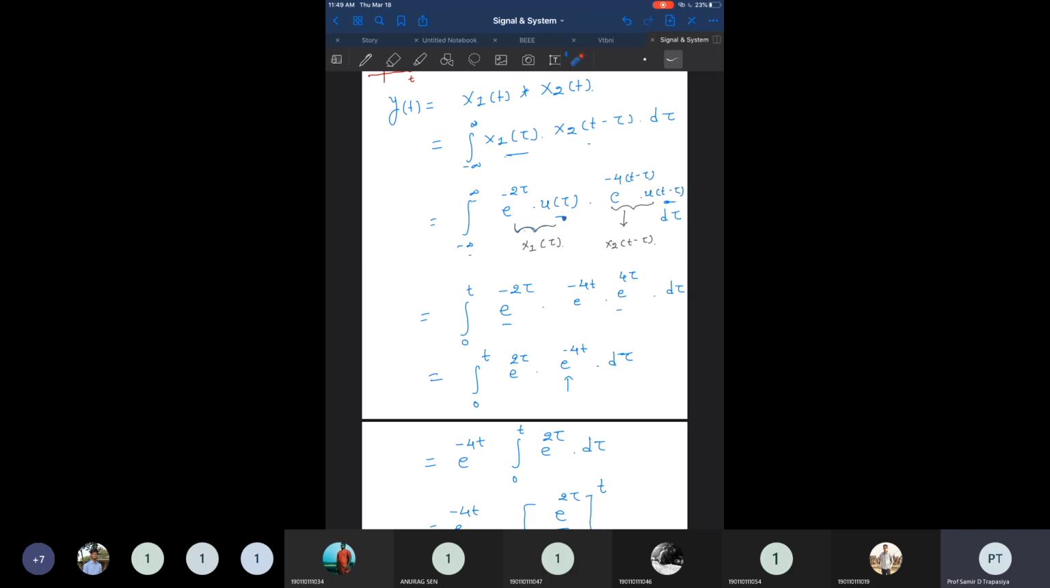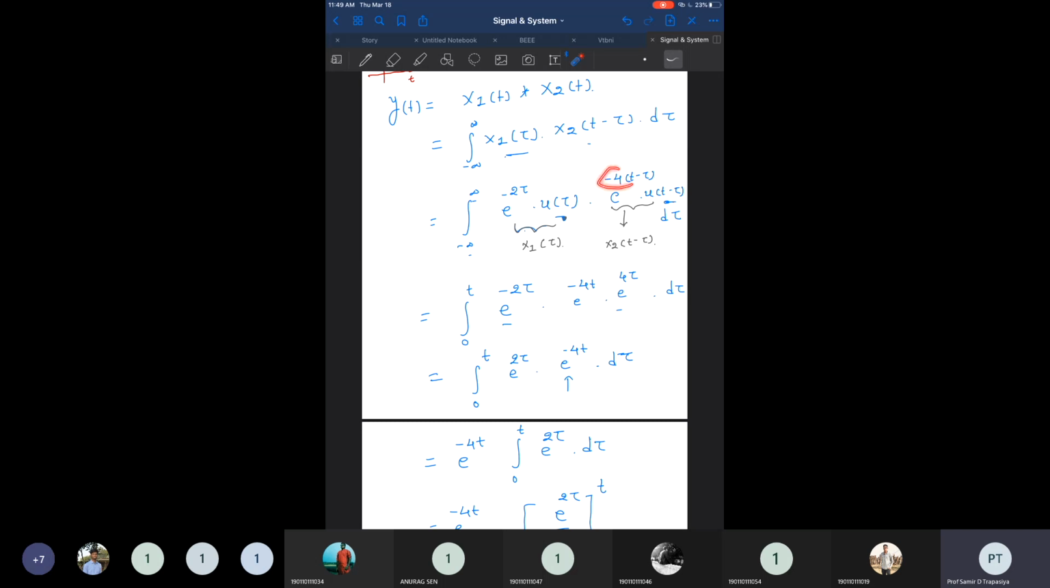So what is the applicable region? It is from 0 to t. In that case, u of tau is 1, so we can replace it with 1, and u of t minus tau is also 1, so we can replace that with 1, right? So what is left with us is e raised to minus 2 tau multiplied with e raised to minus 4 times (t minus tau).